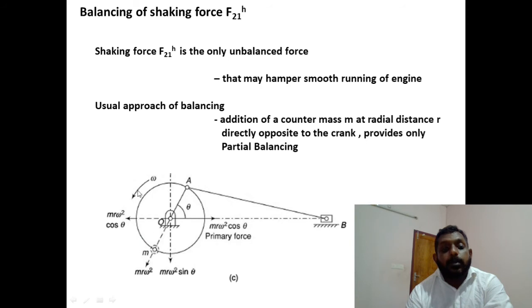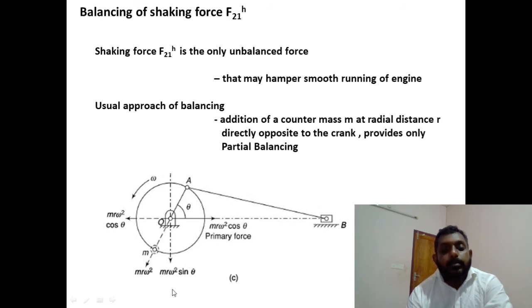So mr omega square cos theta has the same magnitude as the applied inertia force or applied accelerating force. But this is not the same as the magnitude of the applied force. So this primary force, when it is acting, is opposite to the primary force, and that will balance the system. But this mr omega square sin theta, the vertical component, always acts as an unbalanced system.